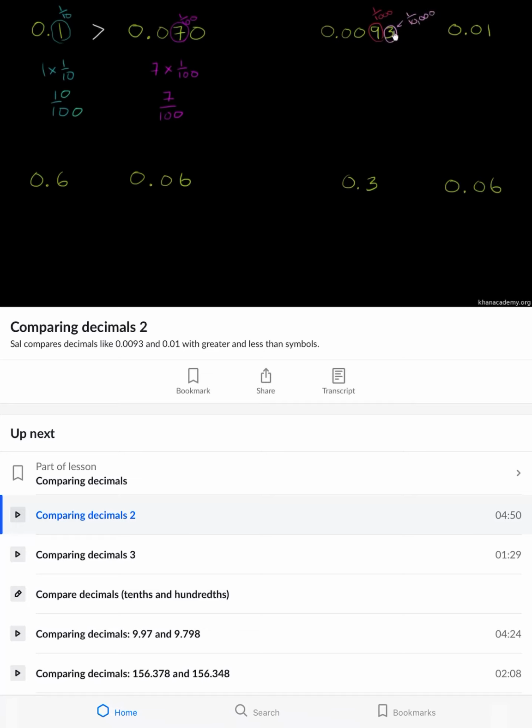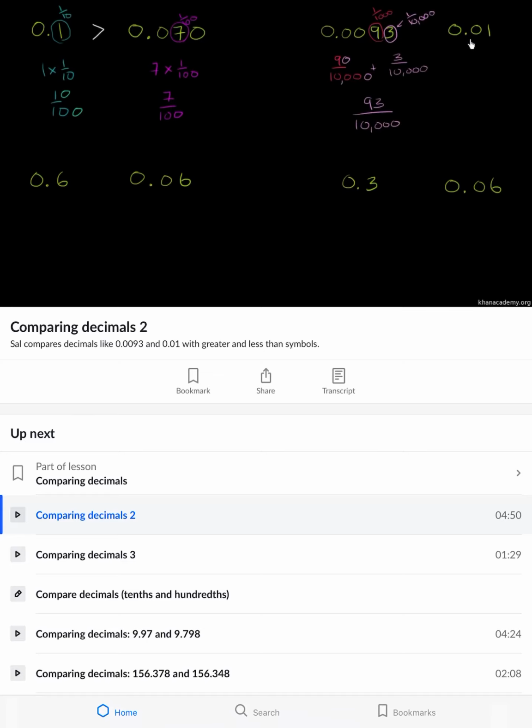So you can literally view this as 9 thousandths plus 3 ten thousandths. And if you just wanted to write it in terms of ten thousandths, you can multiply the 9 over 1,000 by 10 over 10, and so it becomes 90 over 10,000, 90 ten thousandths. And if you add them together, you can of course write this as 93 ten thousandths. I always have trouble with that THS at the end.